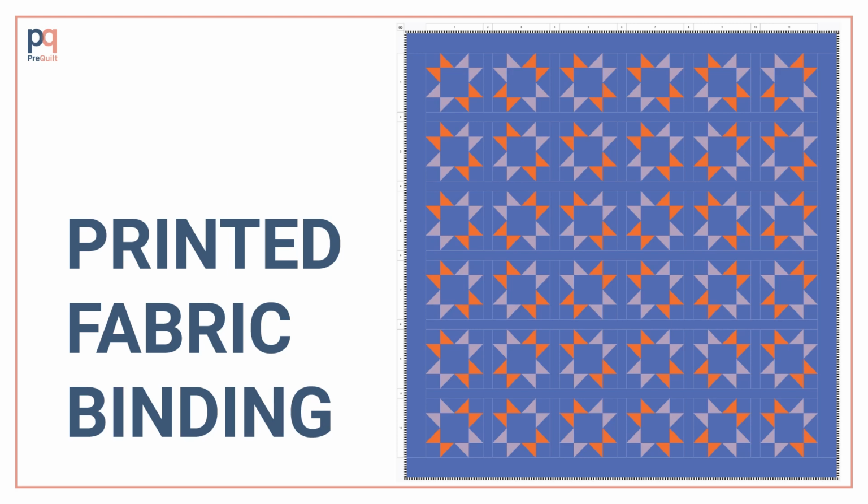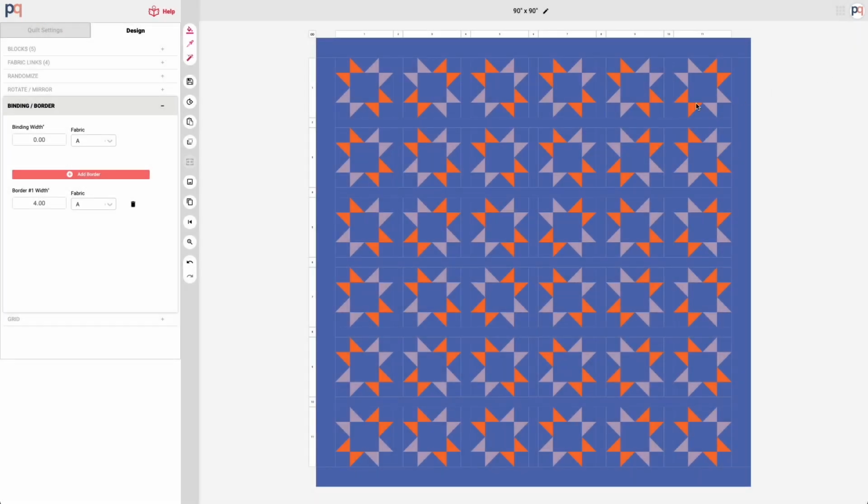In this module, I'm going to show you how to use a printed fabric for your binding, in this case, like the stripe binding fabric you see here. I love the look of stripe binding, and one of the great features of Pre-Quilt is that you can now use printed fabric as your binding fabric.